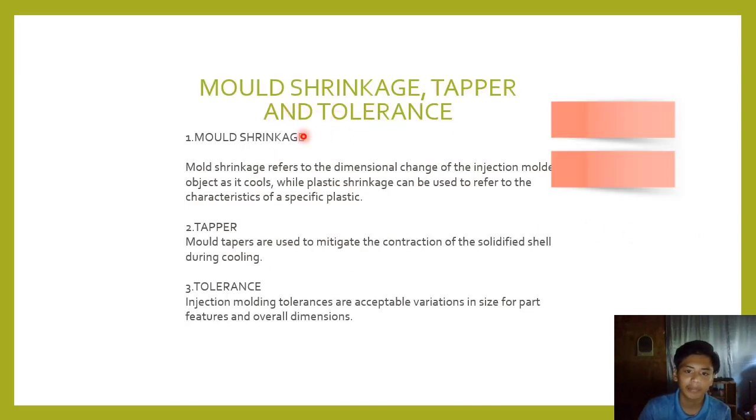Mold shrinkage, taper, and tolerance. Mold shrinkage refers to the dimensional change of the injection molded object as it cools, while plastic shrinkage can be used to refer to the characteristic of a specific plastic. Taper. Mold taper is used to mitigate the contraction of the shell during cooling. Tolerance. Injection molding tolerances are the acceptable variation in size of part, features, and overall dimension.